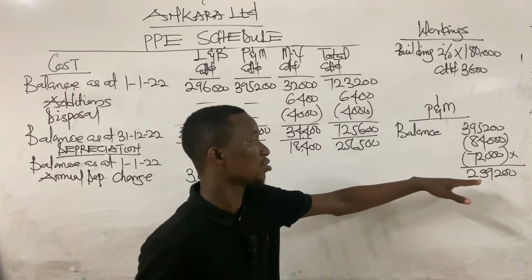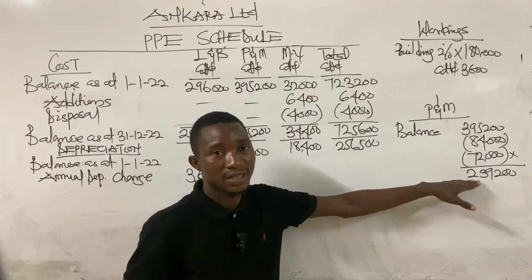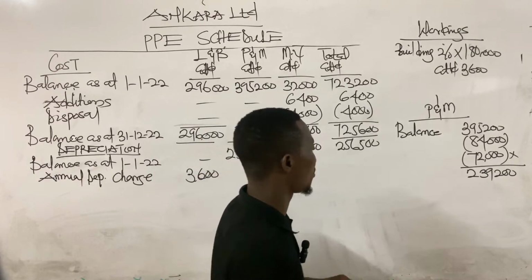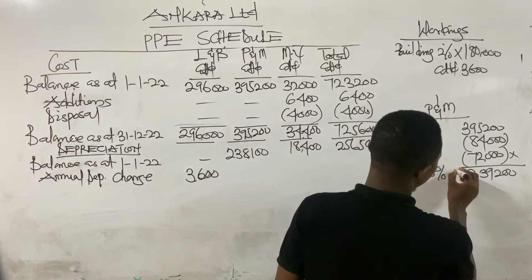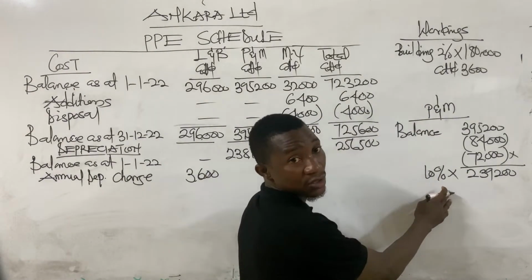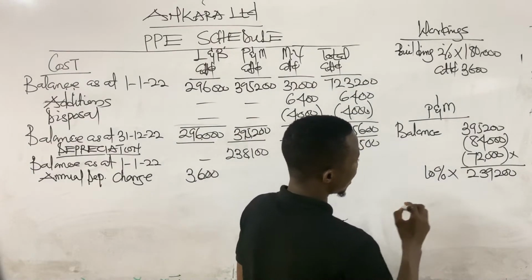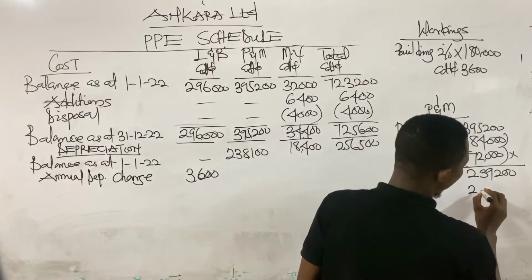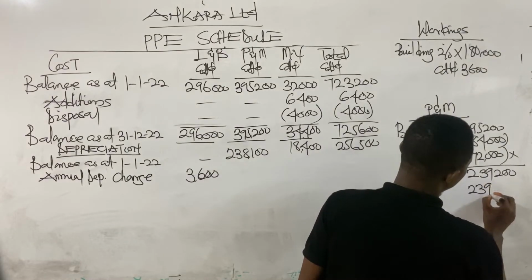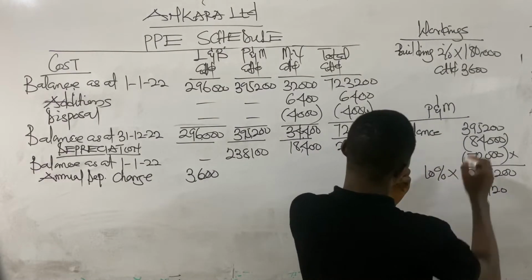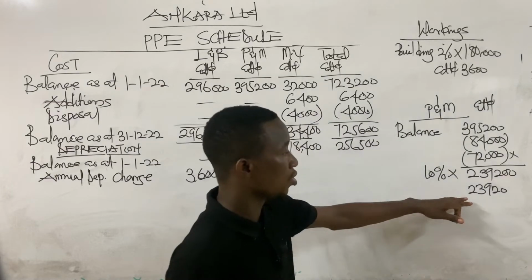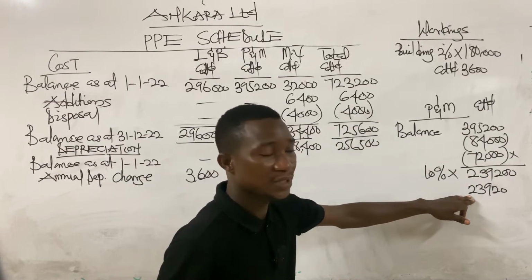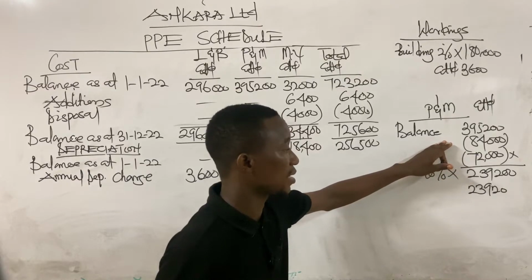Is that okay? So now we can apply the rate. That is 10% on the balance. So when we apply 10% on this, we will get an amount of 23,920, all in Ghana cedis. Is that okay? So this is the annual depreciation charge for the remaining balance.